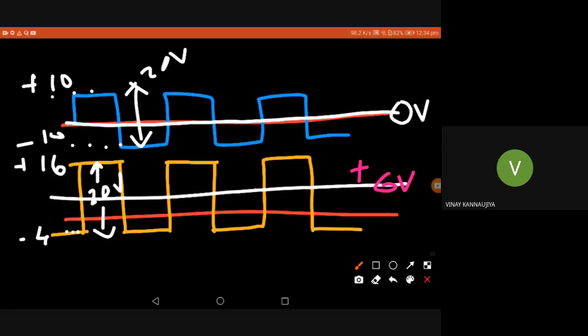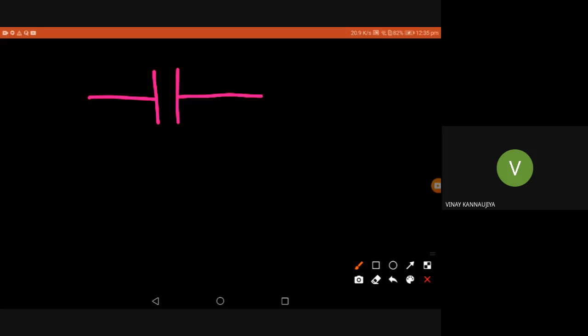I see some comments: 6 volt shifted, yes. So Rajnish is again asking what if we interchange the polarity of the capacitor. Again, I have to say the same thing. Here you can see, did you see any difference in the capacitor? I had drawn the capacitor like this. Both are symmetrical, so why are you asking the same question? Even if you reverse the plus and minus, it's the same.